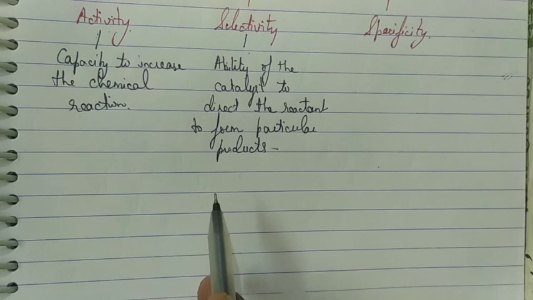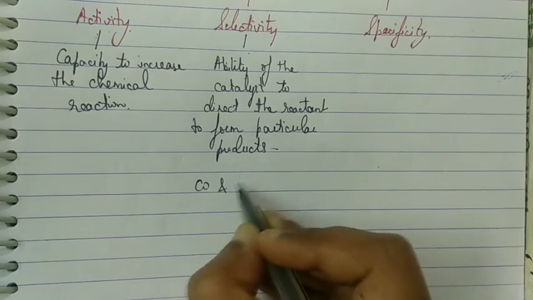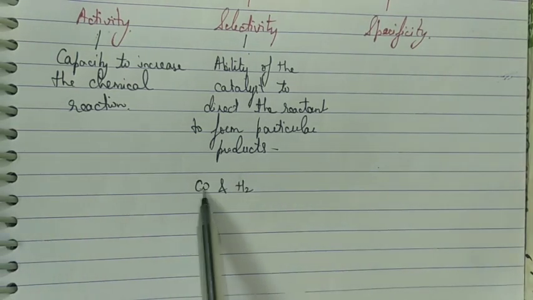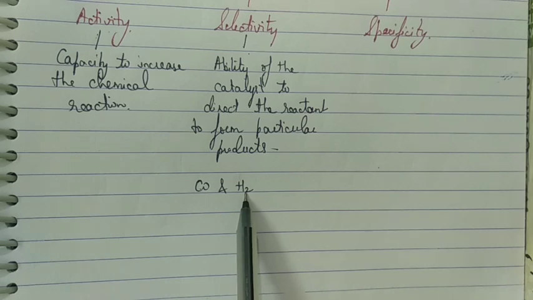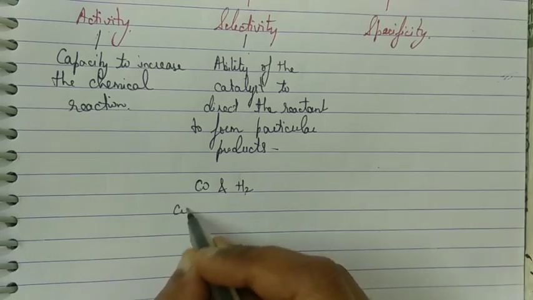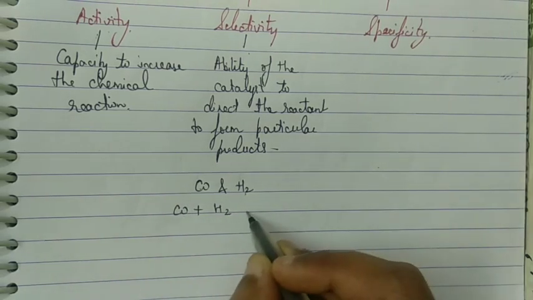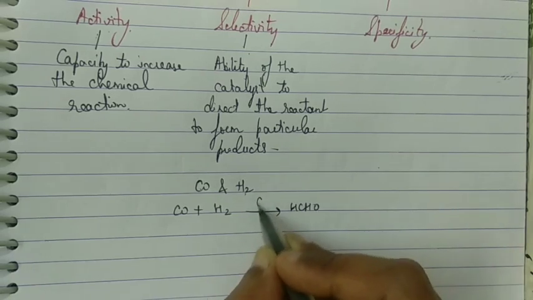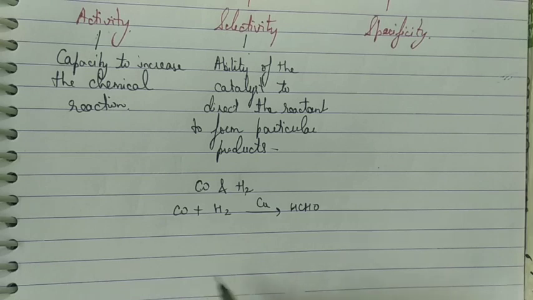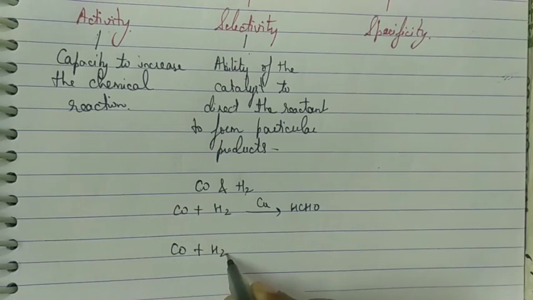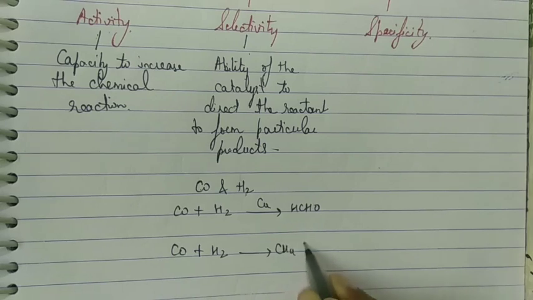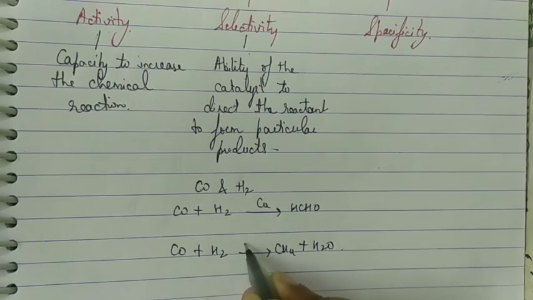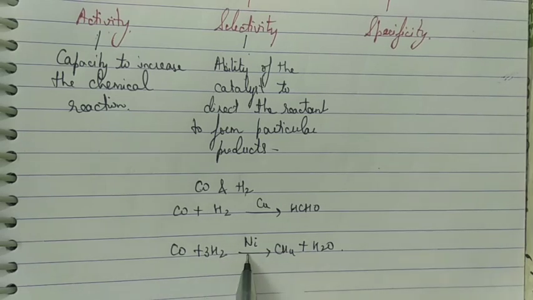Let's take an example of this. If we talk about carbon monoxide and H2, this carbon monoxide and H2 can react in the presence of different catalysts to give different products. For example, CO plus H2 can give you formaldehyde in the presence of copper, whereas CO plus H2 can give you CH4 plus H2O in the presence of nickel. Hydrogenation reaction in the presence of nickel.